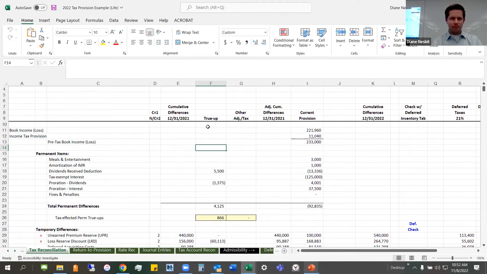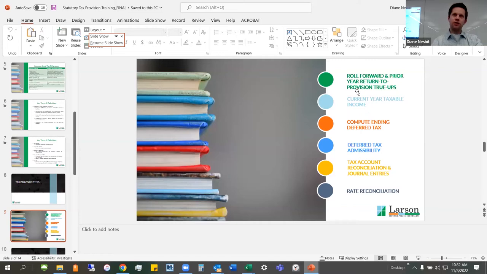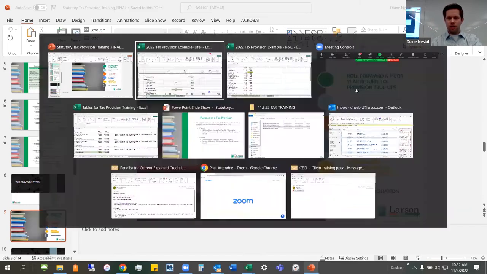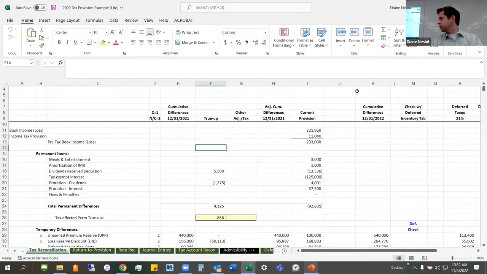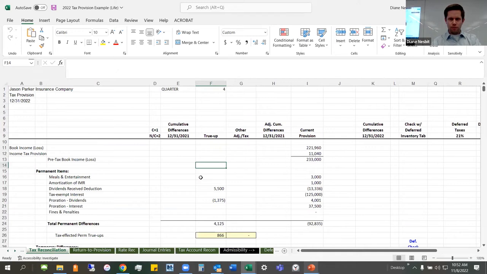Okay, so what we'll go through first is that when you start the provision, you want to roll forward what you had on your prior year provision. We're talking specifically about your deferred balances. You had your ending deferred tax assets and liabilities from last year. You just want to roll them forward so that now they're the beginning balance.